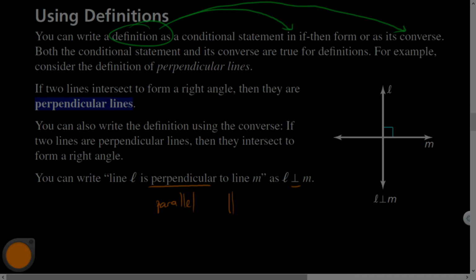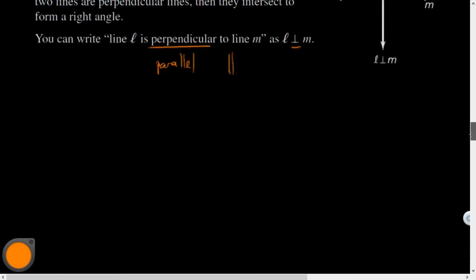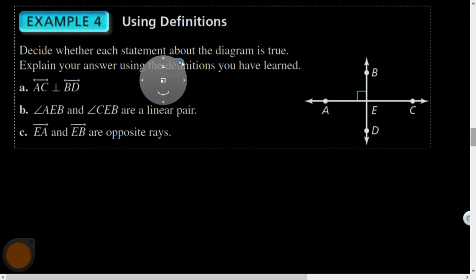Another way we can write... actually, oh, never mind. I was going to jump the gun. I don't want to jump the gun. All right, here we go. Aha! Welcome back. Welcome back. Oh man, you've been missing out on some great logic here.